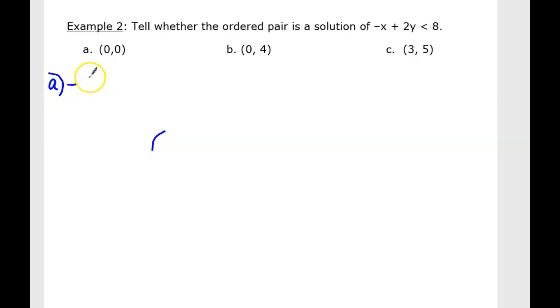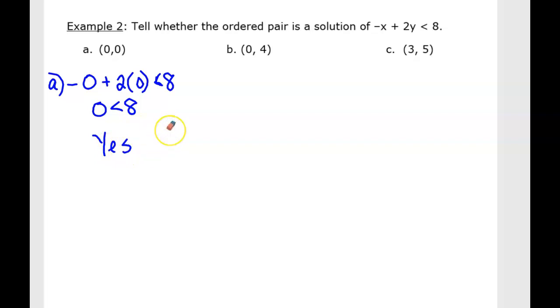So I've got a negative 0. Never seen a negative 0, but I'm going to write it there. There's no such thing as a negative 0. It's just 0. Plus 2 times 0, is that less than 8? Well, this becomes 0 is less than 8. All right, in that case, that's a true. So that's yes.